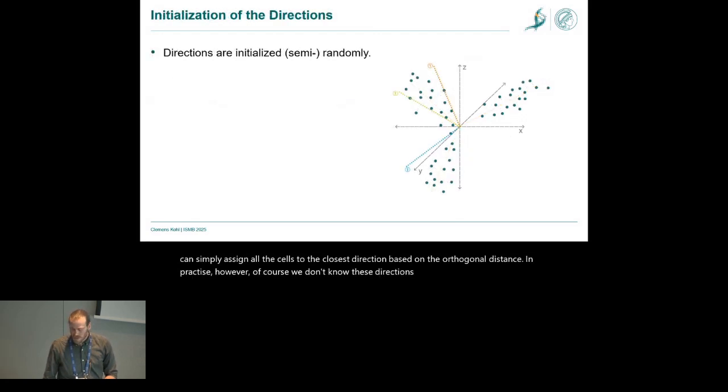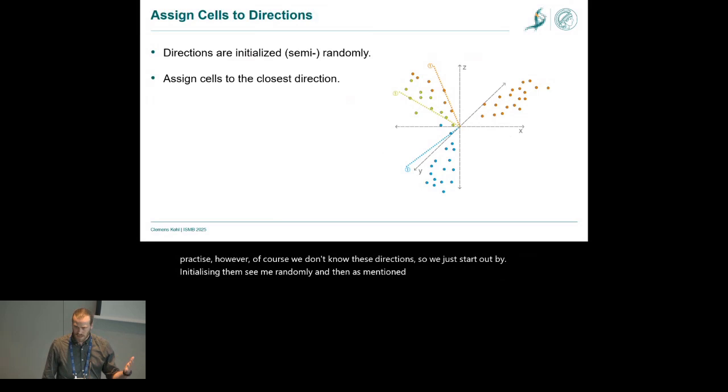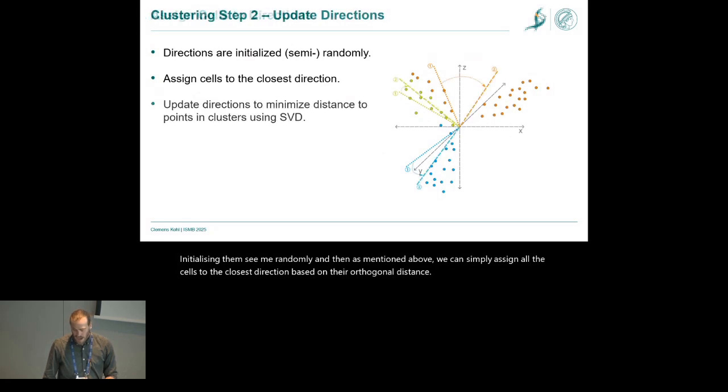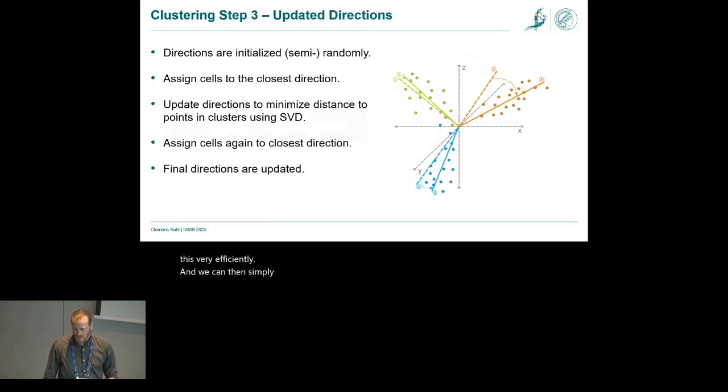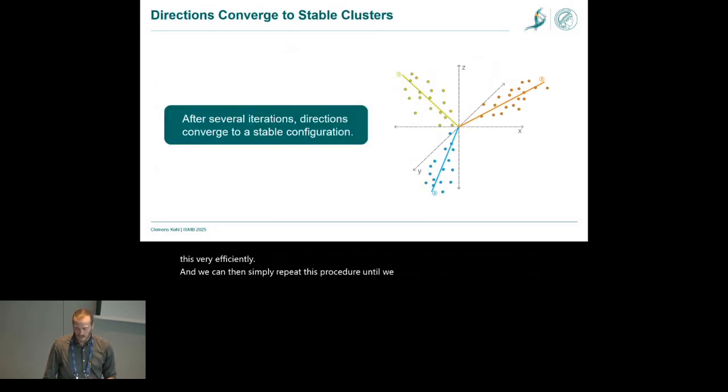So we just start out by initializing them semi-randomly. And then, as mentioned above, we can simply assign all the cells to the closest direction based on their orthogonal distance. We can then update the directions such that the new direction minimizes the distance to all the points in a cluster simply by using singular value decomposition, which can compute this very efficiently. And we can then simply repeat this procedure until we eventually arrive at a stable configuration.